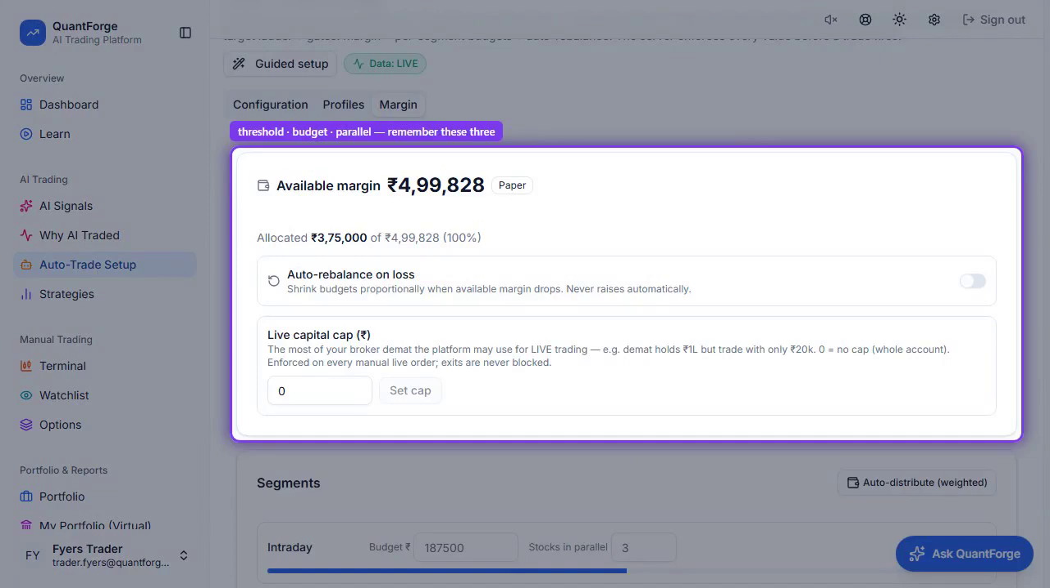Set those 3 honestly, leave dry run on for a week, and read your decision feed. That is a complete, safe way to start.